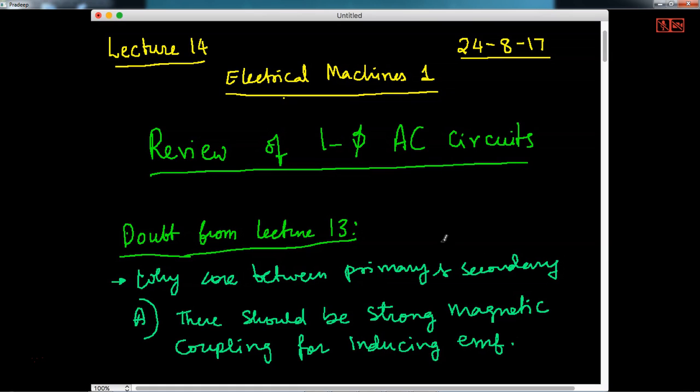Okay, so let me begin by doing a review of one-phase AC circuits. Why is it important? It is very important to be strong in AC circuits to understand transformers, because once you are strong in AC circuits, the rest of the transformer subject is just an application of your knowledge of AC circuits. So let's begin with some example problems.